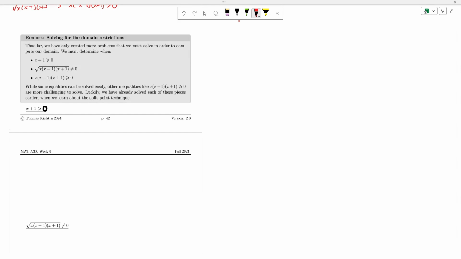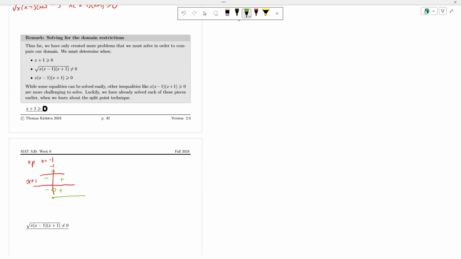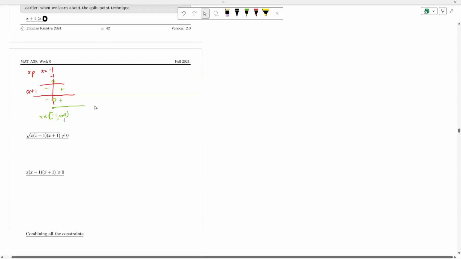So if I have x plus 1 greater than or equal to 0, my split point is x equals minus 1. And I'm going to create a chart at minus 1. My function is x plus 1. And I'm going to create my sign chart. Positive, negative. I'm 0 at minus 1, so positive, 0, negative. So minus 1 and forward, that's my line. X is in the interval minus 1 to infinity. So that's one of my constraints.